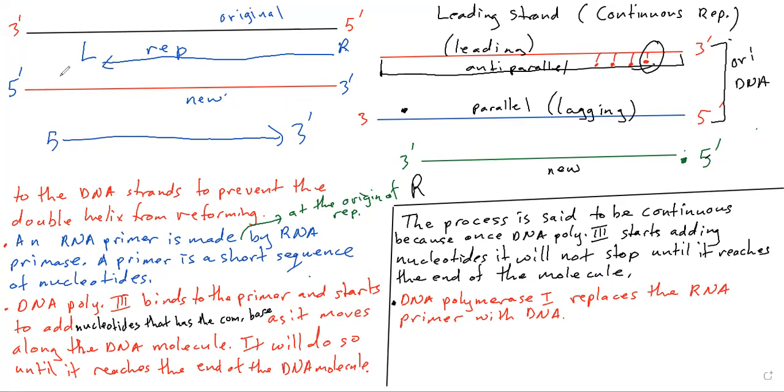Now, because it is going against the direction in which replication is taking place, there are going to be some issues that need to be sorted out. And for that reason, it will not occur as smoothly as with the leading strand. So it will not be a continuous process, because the new DNA that is being made is going against the direction in which replication is taking place. It will not be continuous, all right? So now let's look at why that is.